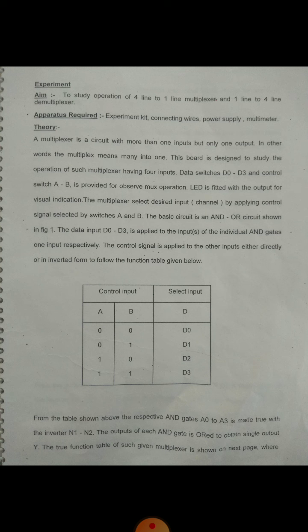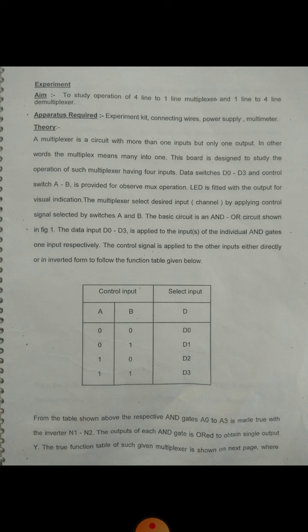So you can see that on our demonstration board, which we have in our labs, there are data switches D0, D1, D2, D3, and control switches A and B. An LED is there on the demonstration board for visual indication of output, right? So the multiplexer selects the desired input by applying the control signal selected by switches.